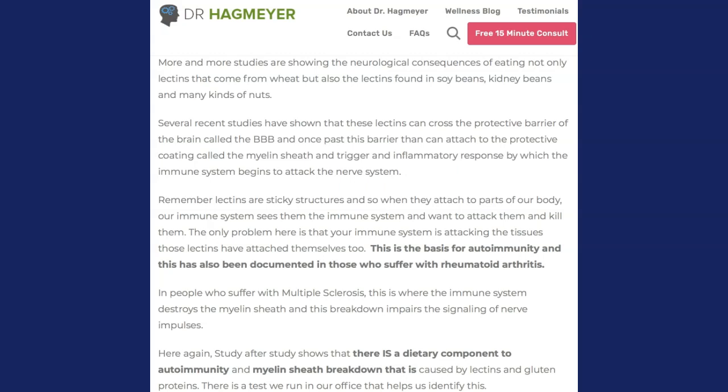In people who suffer with multiple sclerosis, this is where the immune system destroys the myelin sheath, and this breakdown impairs the signaling of nerve impulses. Let that sink in. Here again, study after study shows that there is a dietary component to autoimmunity and myelin sheath breakdown that is caused by lectins and gluten proteins.